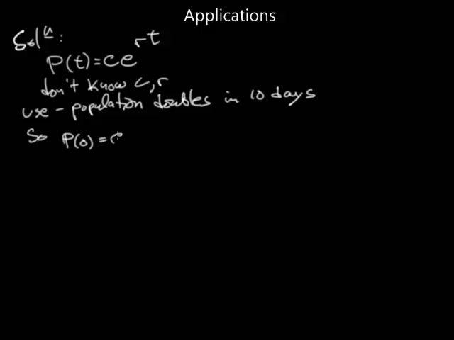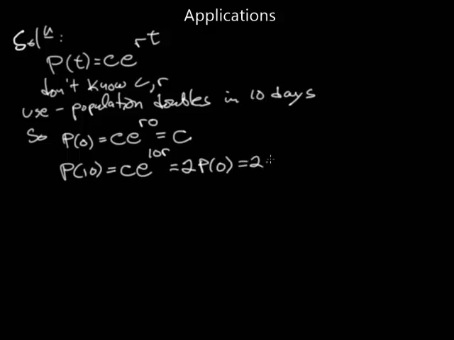Well, let's say this is time 0. At time 0, the population is c e to the 0, which is to say c. And the population in 10 days is c e to the r times 10, and it doubles in that time, which is to say it's 2 times the original population, which is 2 times c. So we've learned something. Setting these two things equal to each other, we see that c e to the 10 times r is equal to 2 times c.